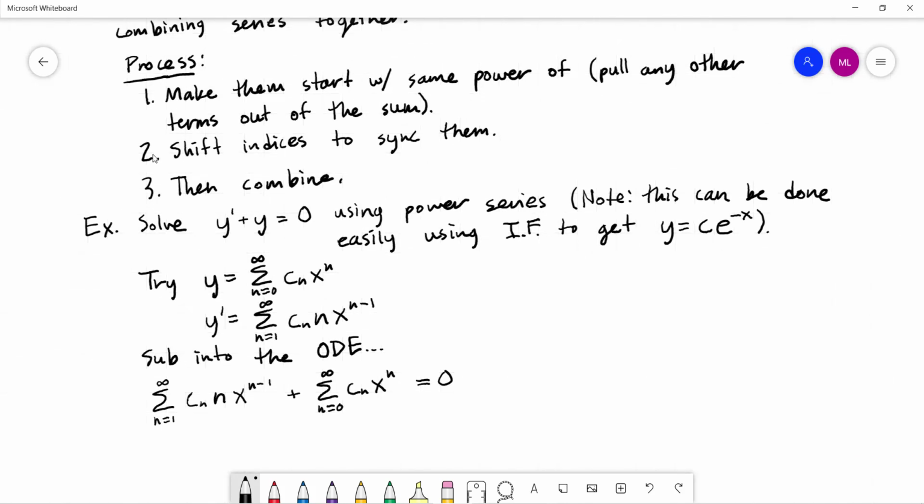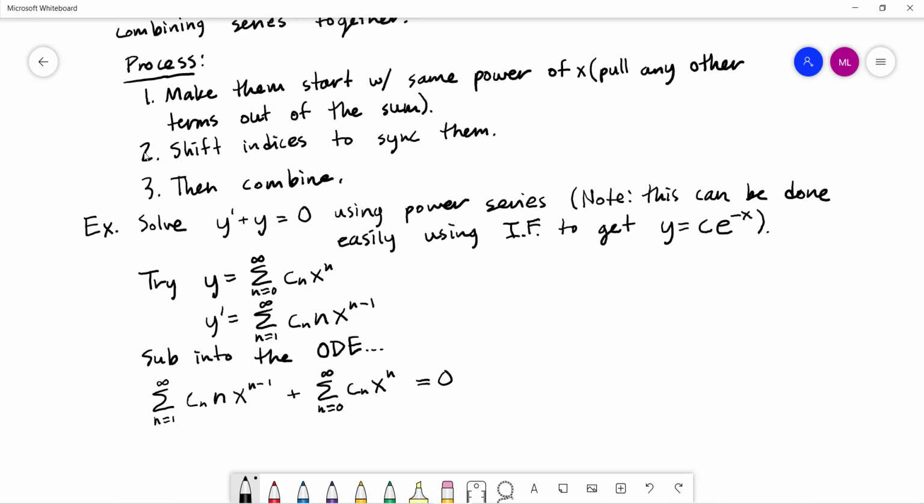So checking our process up here, these ones luckily already start with the same power of x. This is x to the 0. This is also x to the 0 in the way that they're written. So this is already done. So we're good to go here. I don't have to pull any extra terms out. On to step number 2.